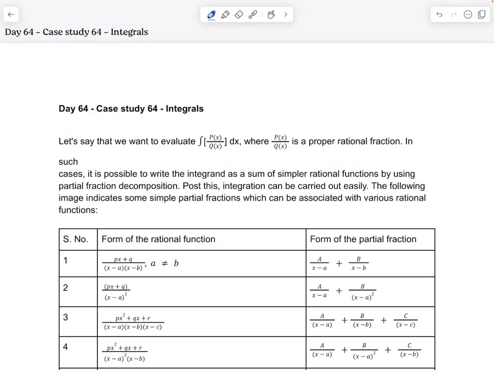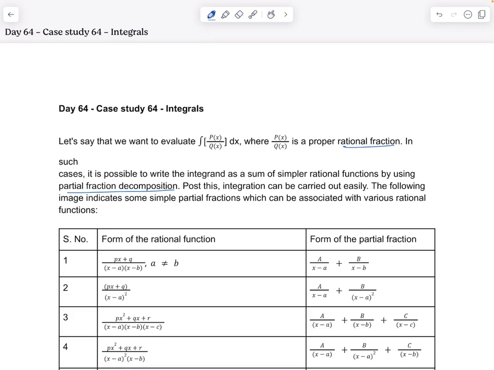The question goes like this. Let's say that we want to evaluate the integral of p of x upon q of x dx, where p of x by q of x is a proper rational function. In such cases, it is possible to write the integrand as a sum of simpler rational functions by using partial fraction decomposition. Post this, integration can be carried out easily.